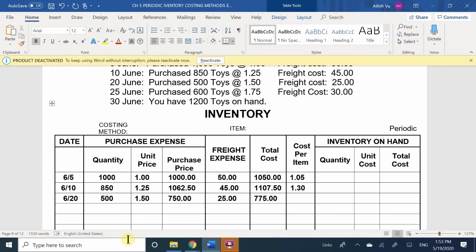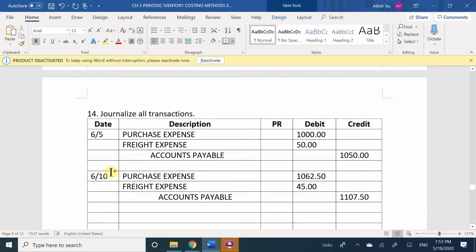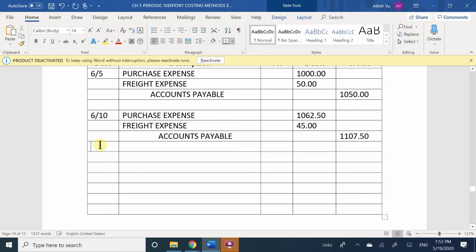That's a total of $775. And what is our unit rate? Cost per item. $1.55. Now, if we do this, we already made our calculations right here under the purchase price and the total cost. So after this, we can go to our journal and journalize it because we already did the calculations.